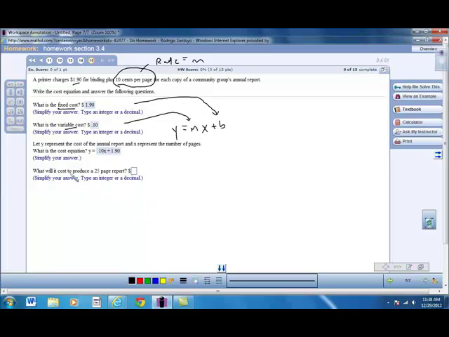Now they ask, what will it cost to produce 25 pages? Well, the 25 is just your x. So now you just got to plug it into your equation. Y equals 0.10 times 25 plus $1.90. So what do we get there? You can just put all of this in your calculator. You get a solution of $4.40.